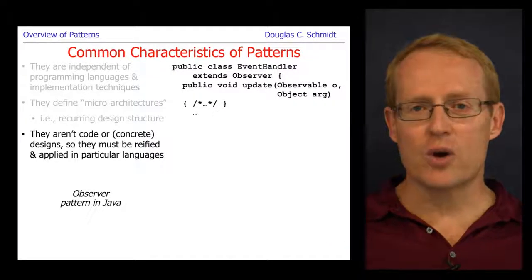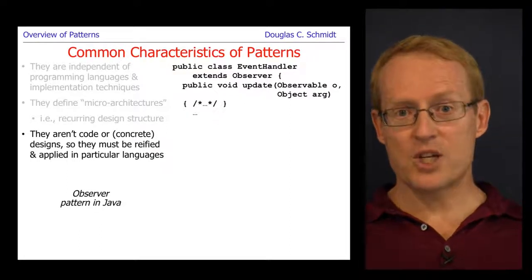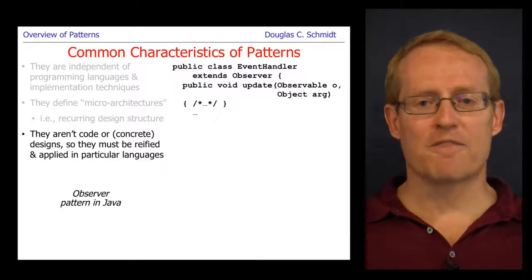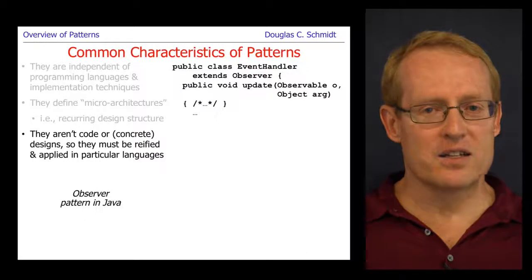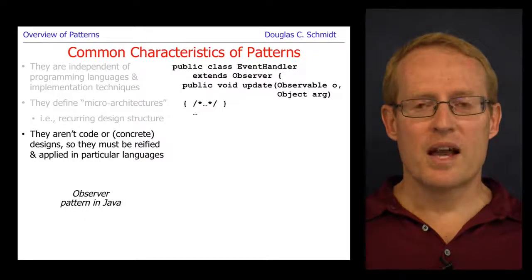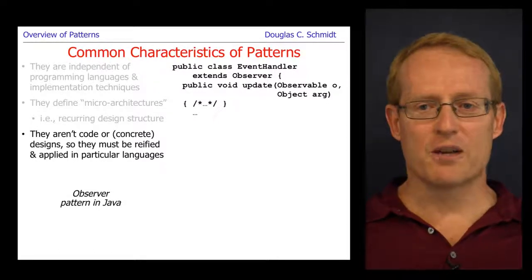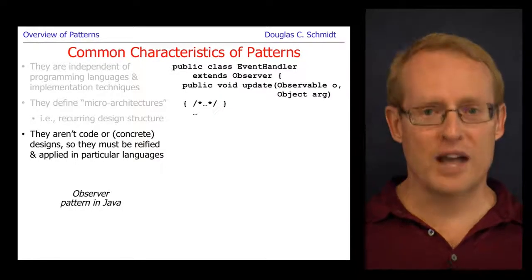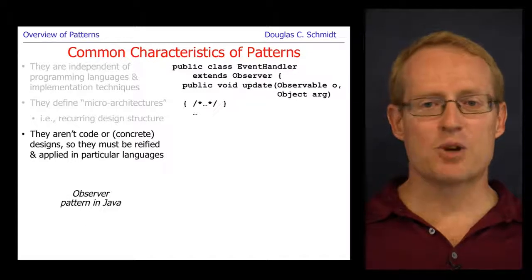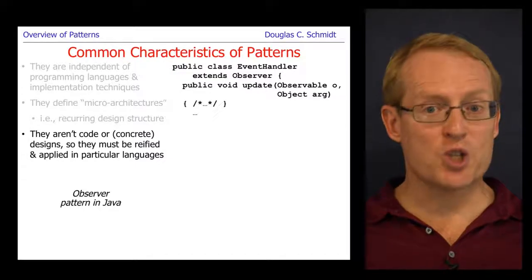Because patterns aren't code or even concrete designs, they have to be reified or instantiated and applied in particular programming languages. This is where things get really fun. So let's take a quick look at a snippet of an example of the observer pattern implemented in Java. In fact, there are pieces that are already part of the standard Java development kit. There's an observer class, and there's an observable class that's part of Java. So we might define something called an event handler that extends observer and has a method called update that gets called back when things change.